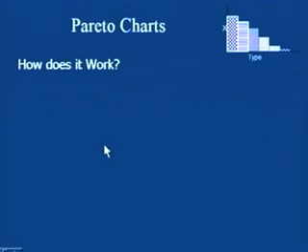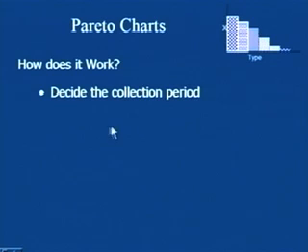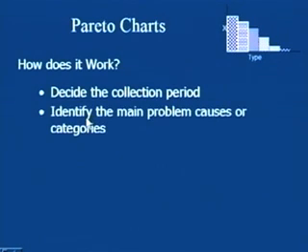How does it work? First, decide the collection period. Identify the main problem causes or categories. Once you know the period, maybe the last 1 year of data, maybe the last 1 month, or maybe weekly data, then identify the main problem causes or the categories. If we collect the last 1 year of data, we can find out what types of defects occurred in a particular product that we are manufacturing.